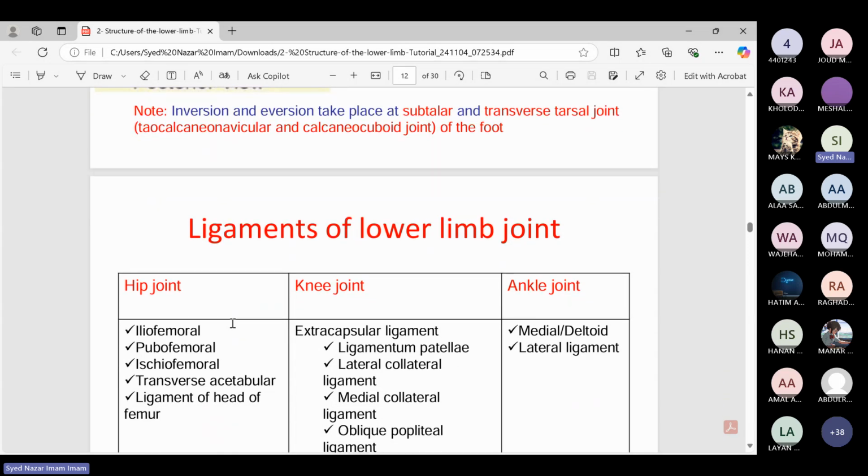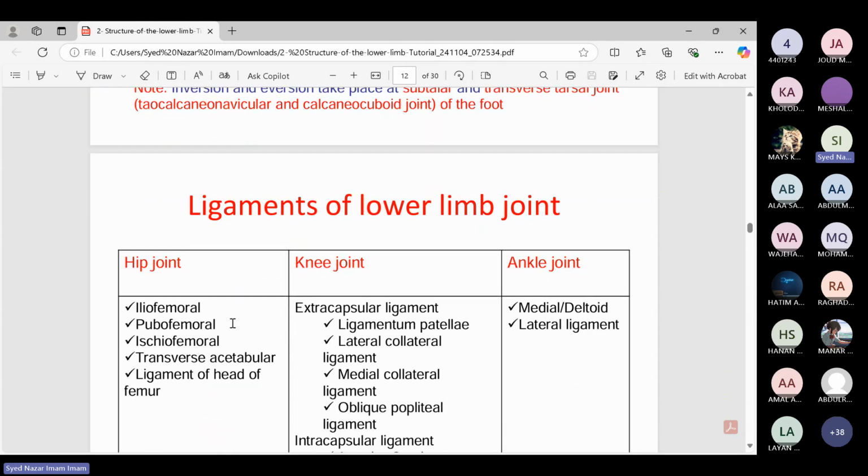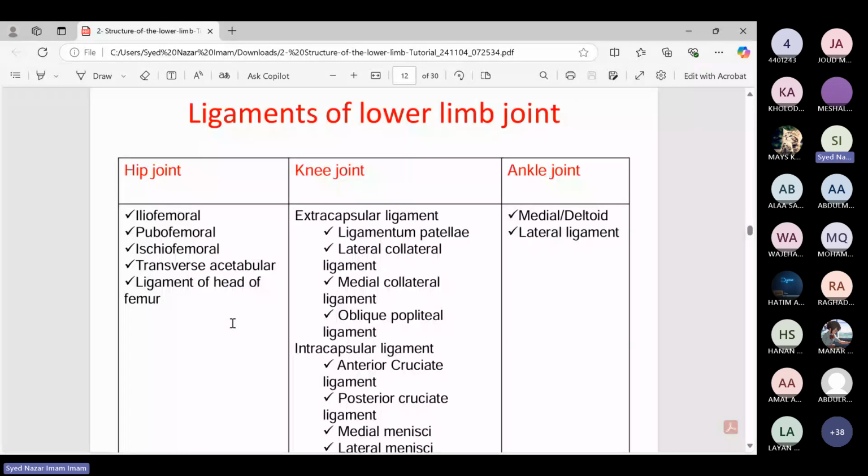So when we talk about the ligaments of the lower limb, you have to know about the joints of the lower limb. And what are the major joints we have? We have the hip joint, the knee joint, and the ankle joint. Starting with the hip joint, there is a ligament of the head of the femur that you have seen, and then we have three ligaments coming from the three different parts of the hip bone, from the ilium, pubis, and ischium. They are called iliofemoral, pubofemoral, and ischiofemoral. And then there is a transverse acetabular ligament.